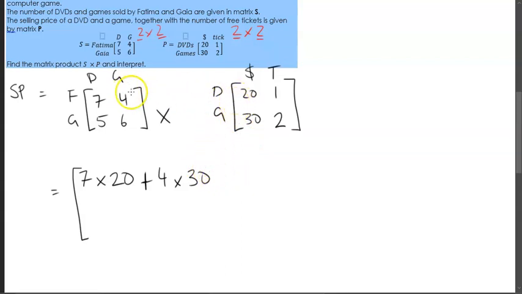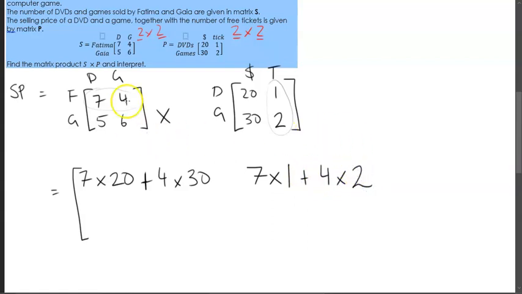Now you'll notice that what we usually do in the previous example is then we go to the next row and apply the same process, but there's another column within the next matrix. So what we have to do is just take this row and then apply it again, but this time we're going to apply it to this column over here. So we're going to do 7 times 1 plus 4 times 2.